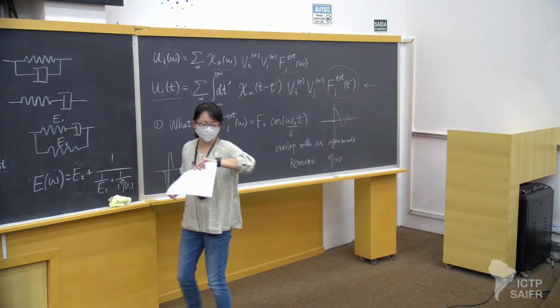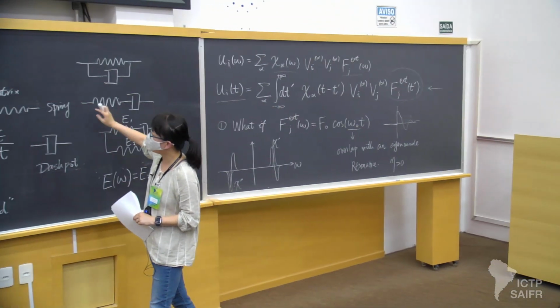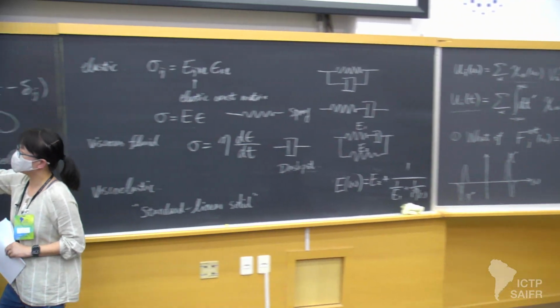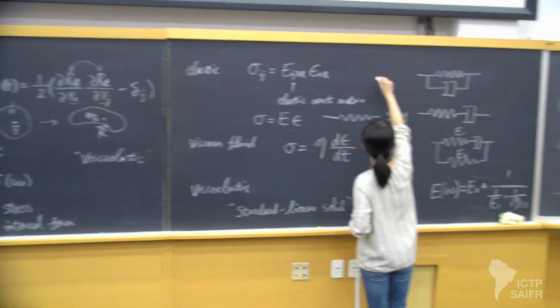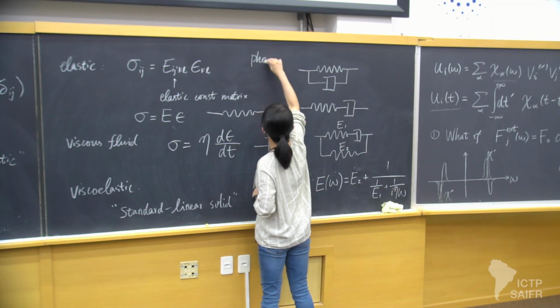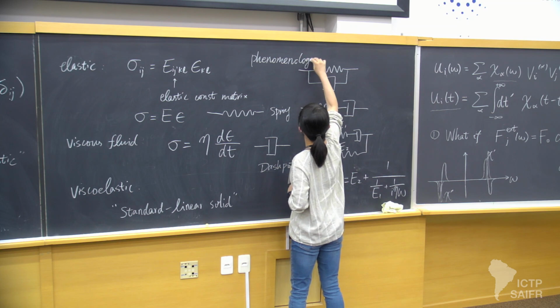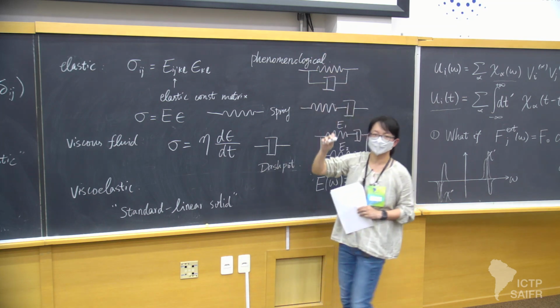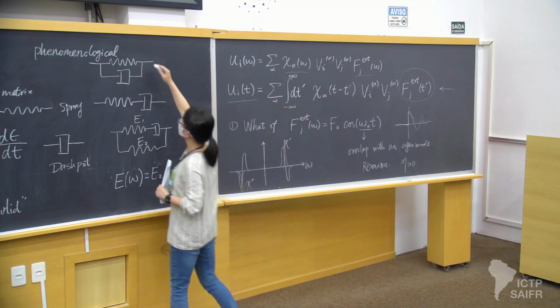So now, with the last 15 minutes or so, let's think about how this relates to all of the microscopic models we talked about so far. This is a phenomenological level of description. Right? What do we mean by phenomenological theory?